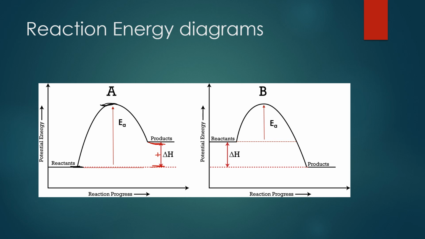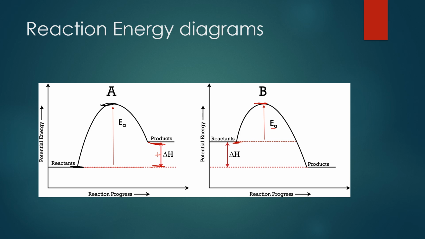So let's look at reaction B. In this reaction energy diagram, I have my activation energy from where my reactants are to the top of the hill. This activation energy, this hill, is smaller, less than A. So I would expect reaction B to happen faster than reaction A because the activation energy, this E sub A, is smaller.